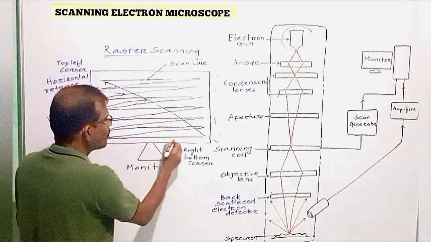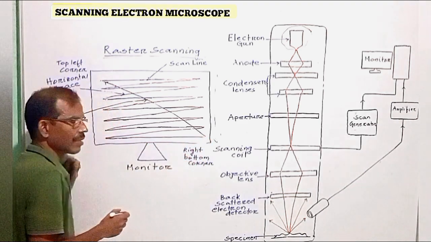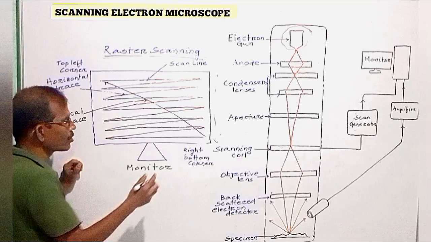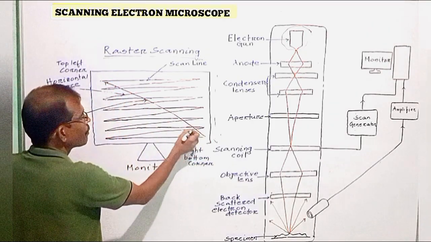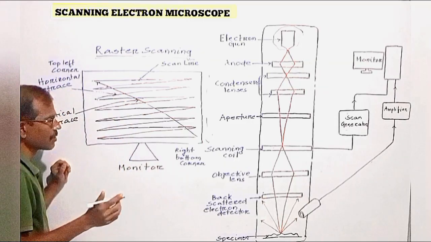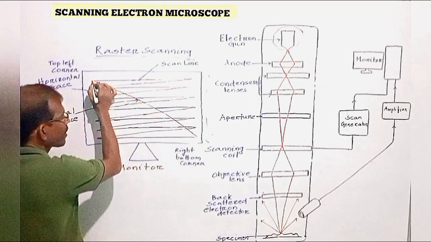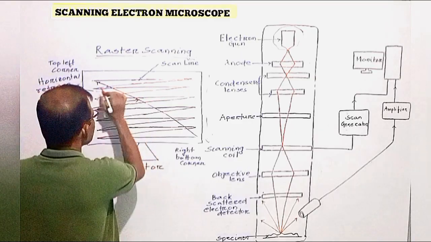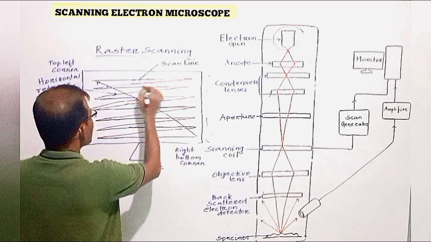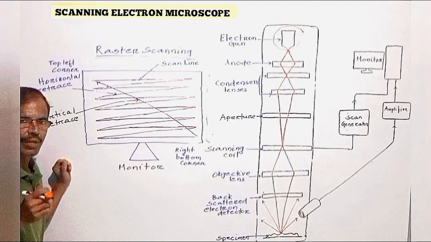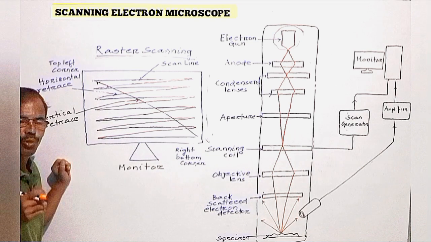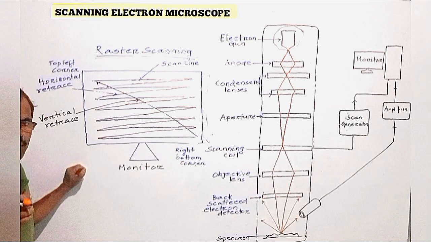When the electron beam reaches the right bottom corner, it is turned off and returns back to the top left corner. This returning back is known as vertical retrace, which is shown as black line. Blue lines are scan lines and the red lines represent horizontal retrace. So in this way, the scanning electron microscope generates a highly magnified, more detailed, pixel by pixel grayscale image on the viewing screen.